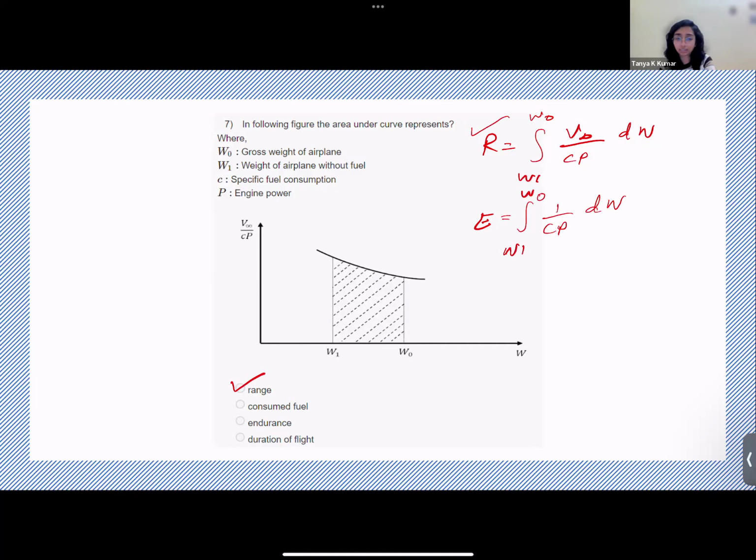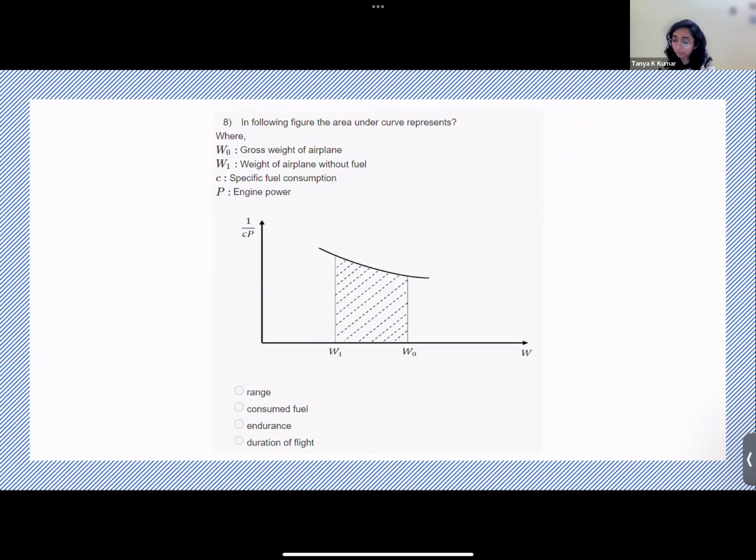In this case, the correct answer is range. Next question, in fact, asks you about this one. So here on the y-axis, you have 1 by Cp. X-axis is the same, it's the weight. So here, it would give you endurance. Endurance is integral W1 to W0 of 1 by Cp dW. Okay, so here it gives you endurance.